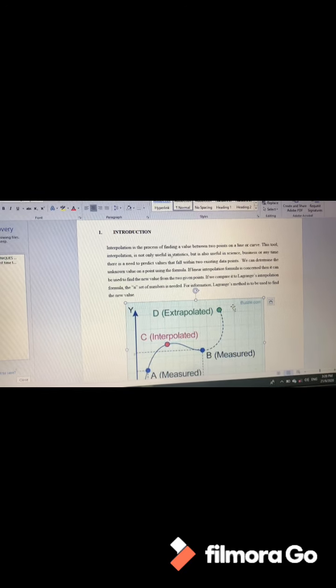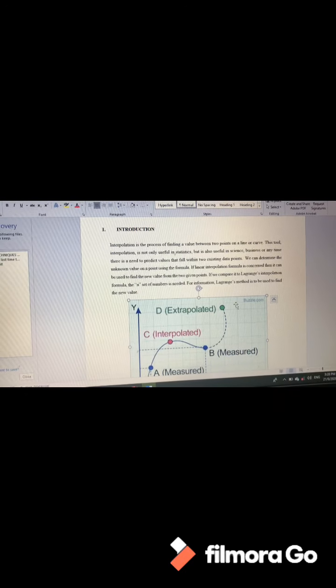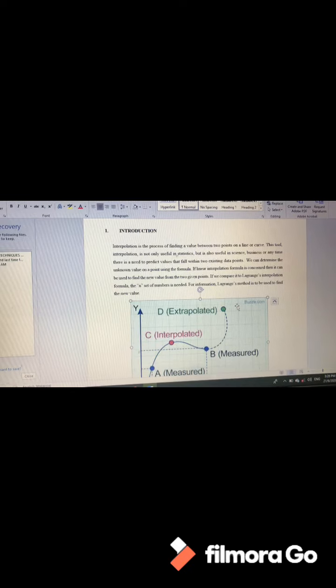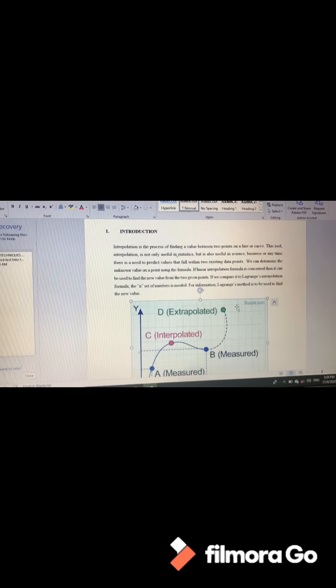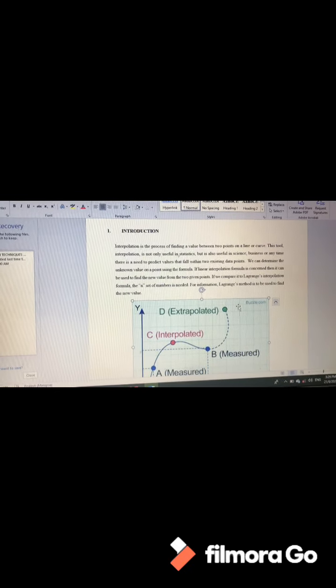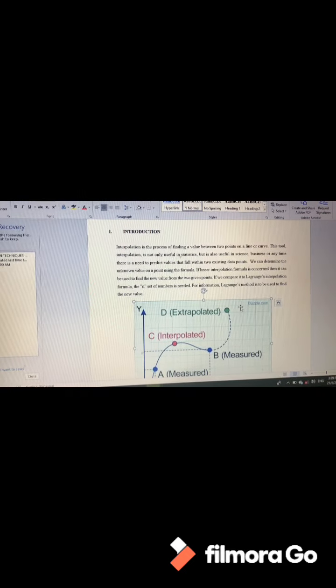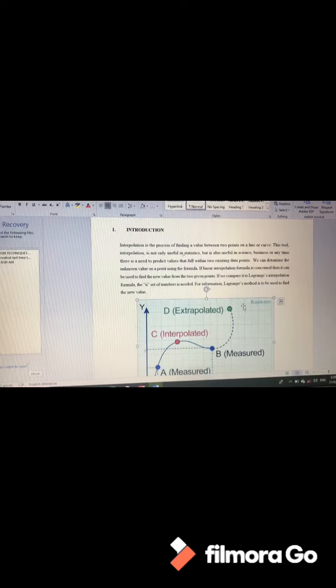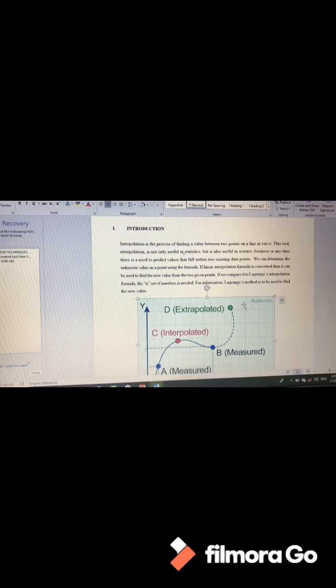We also can determine the unknown value on a point using the formula. If the linear interpolation formula is concerned, then it can be used to find a new value from the two given points. If we compare it to the Lagrange interpolation formula, n sets of numbers are needed. For information, the Lagrange method is used to find the new value.